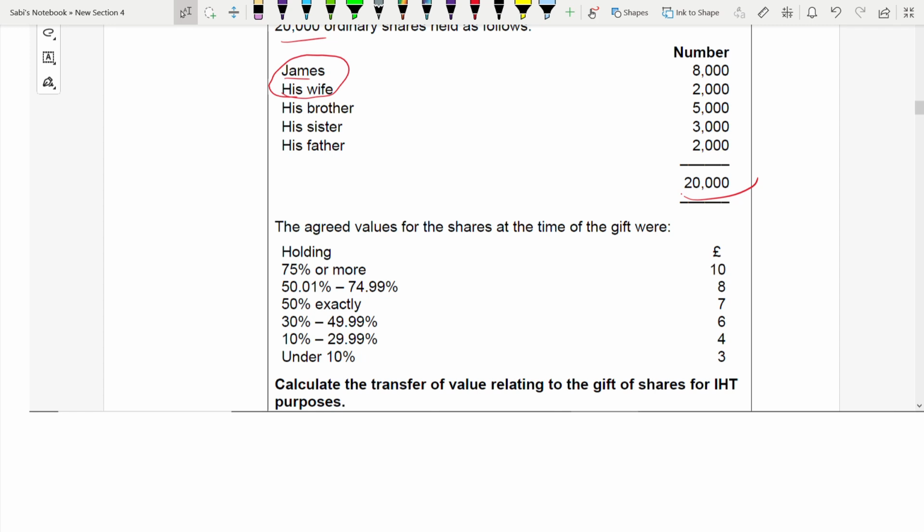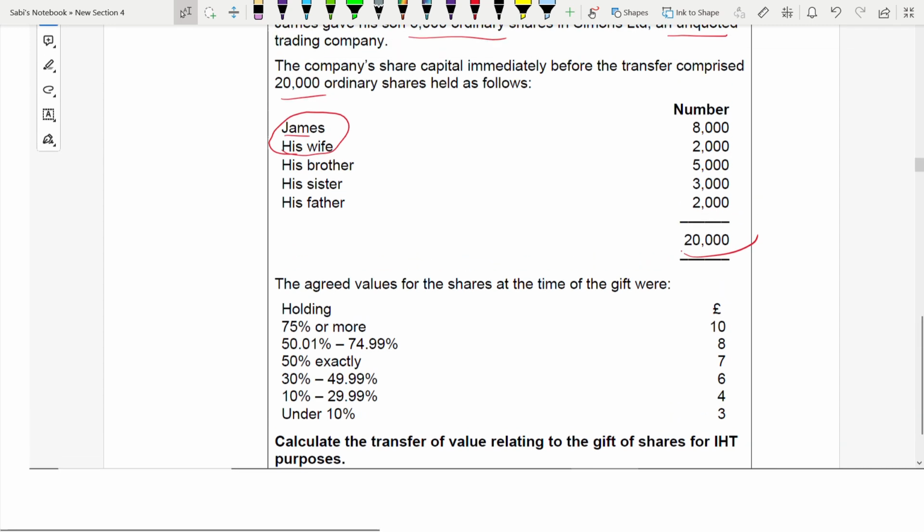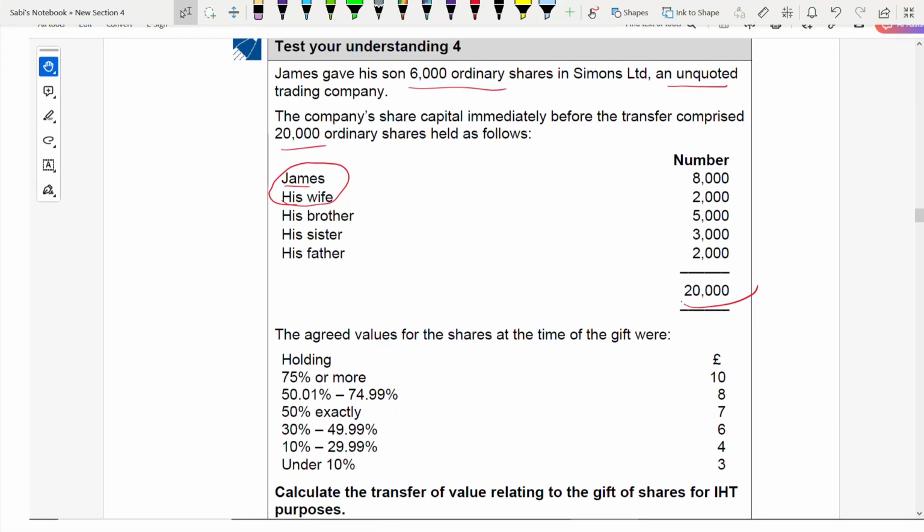Okay, it's the same question. Now you have to know the percentage holding. If you don't know the percentage holding, you can't find the value. These are given in terms of numbers.